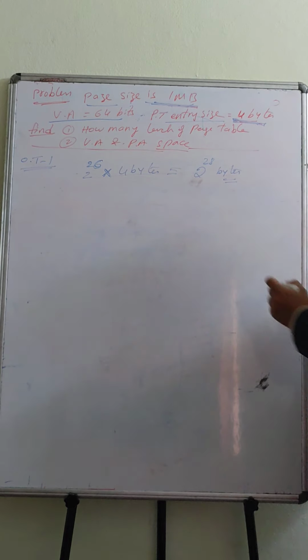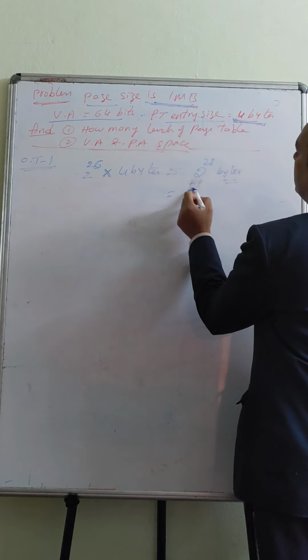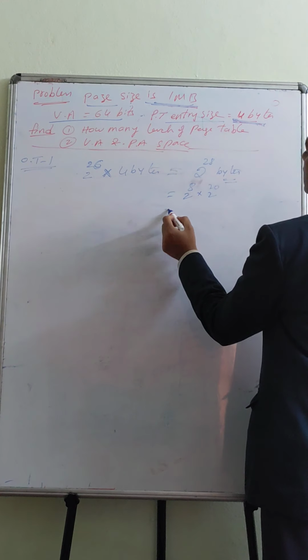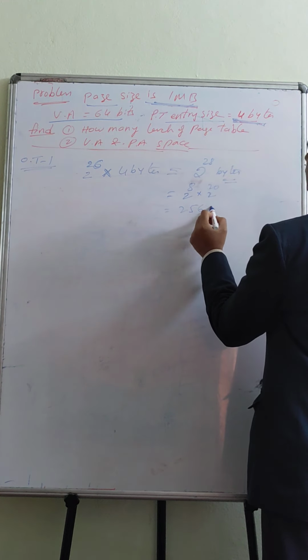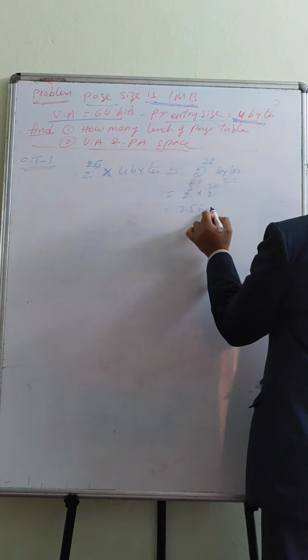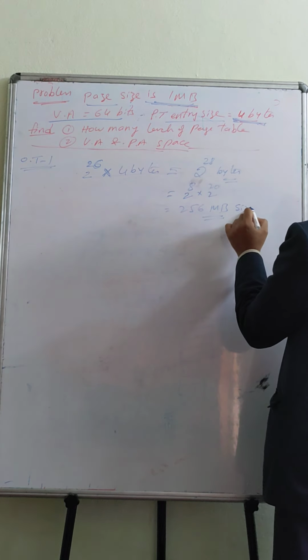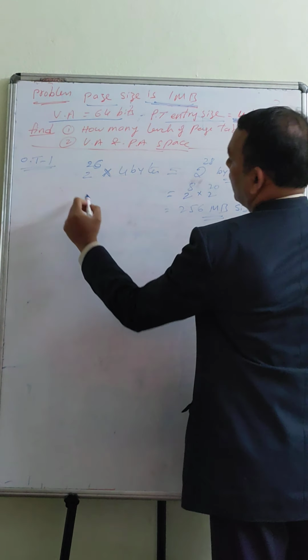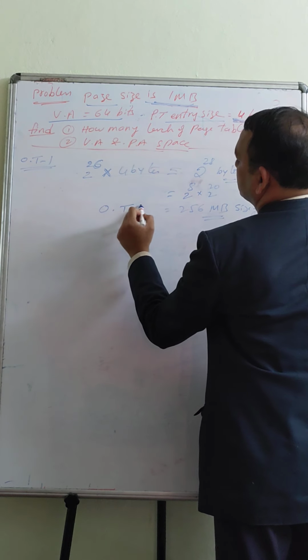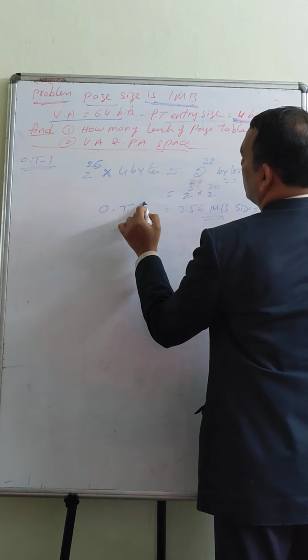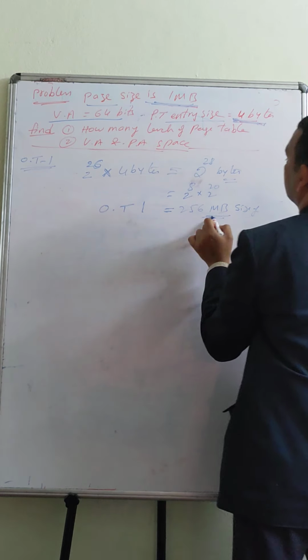2 power 28 means 2 power 8 into 2 power 20, which is 256 MB. That is the size of the outer table. Outer table 1 is 256 MB.